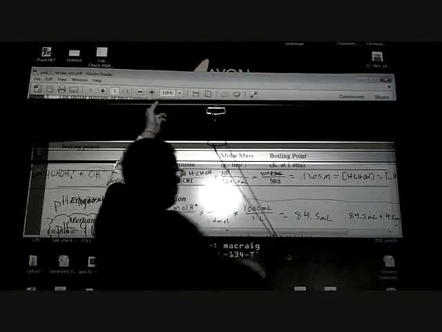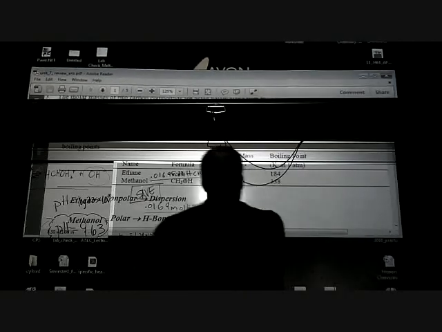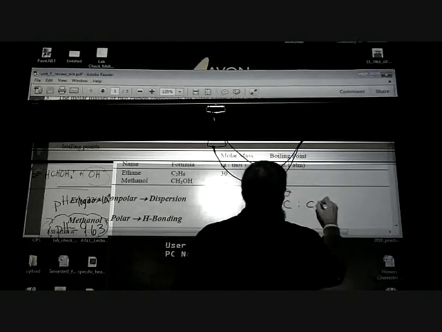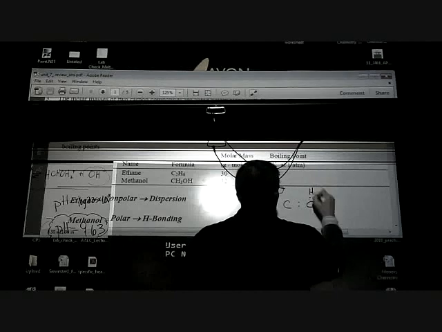Let me just see if I can draw one up here for a second. Can you do that one that's on the thing? Yeah, the ethane. Hopefully it'll show up on the video. What is this? It's just a hydrocarbon. Nothing really exciting.